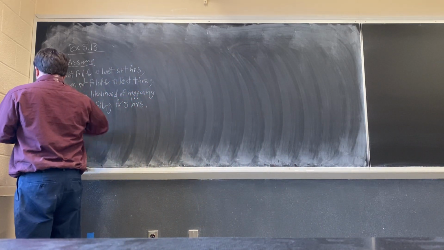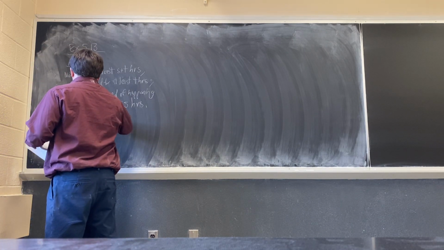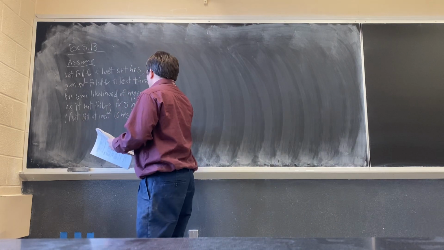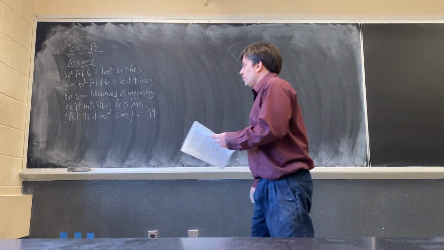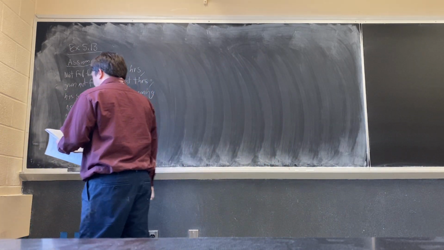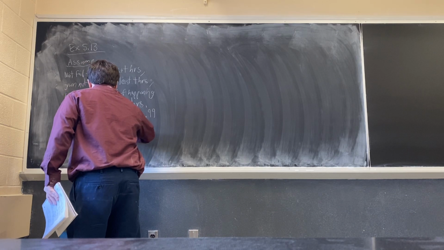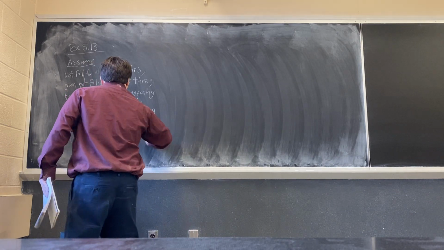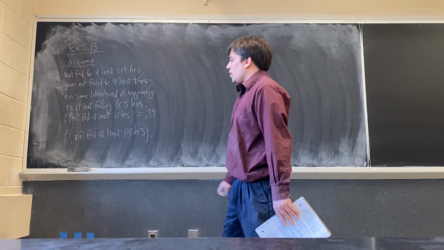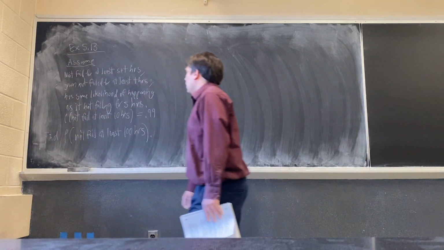Also, we're going to assume that the probability it would not fail for at least 10 hours is 0.99. And so the goal is to find the probability that it will not fail for at least 100 hours. Okay, so what we want to find is the probability that it will not fail for at least 100 hours.